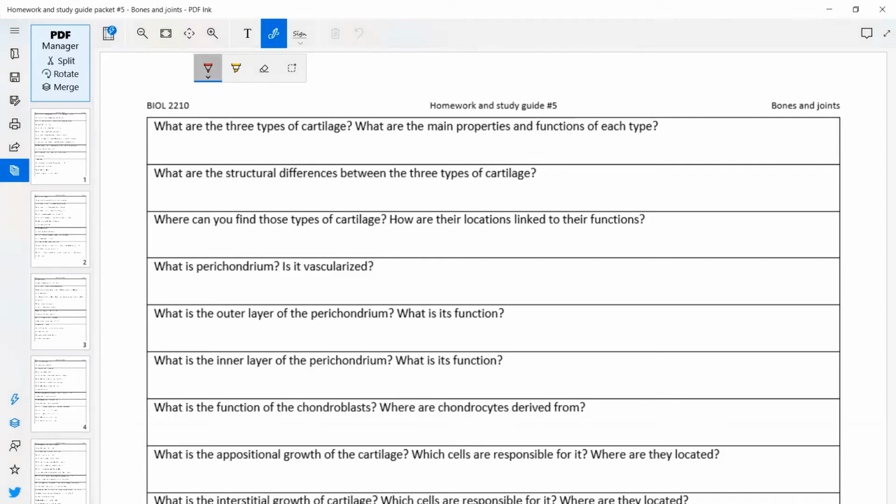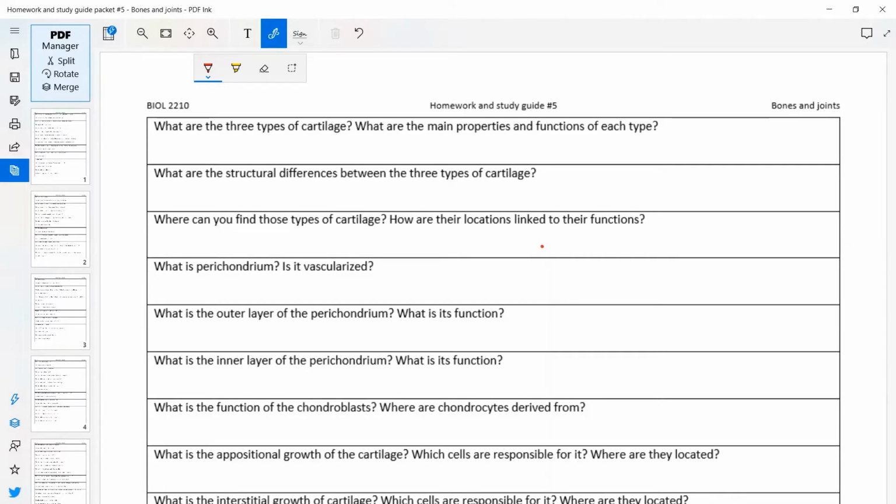Right, so three types of cartilage: fibrous, elastic, hyaline. Properties: fibrous is resistant to compression, elastic is elastic, hyaline is mechanically resilient, somewhat elastic.